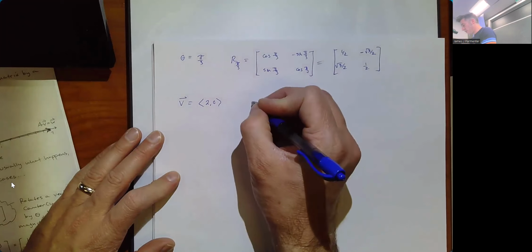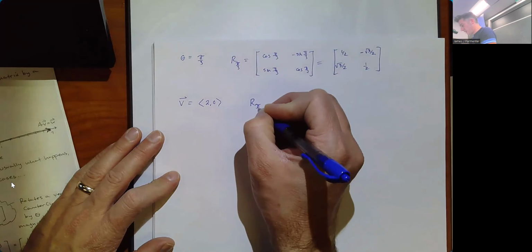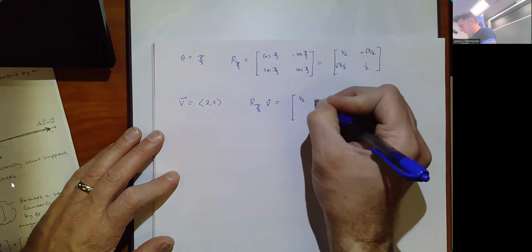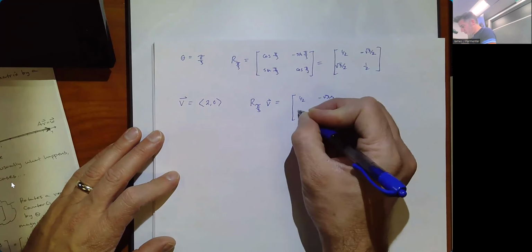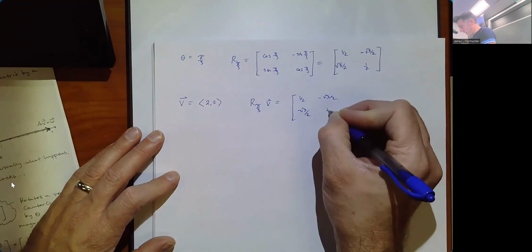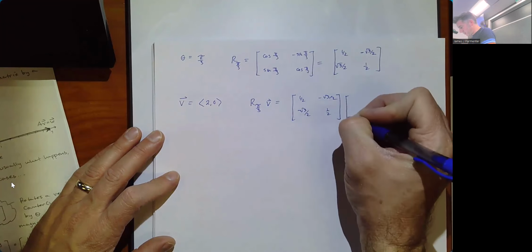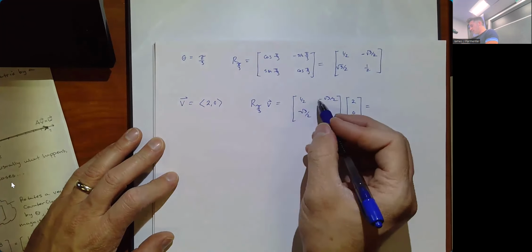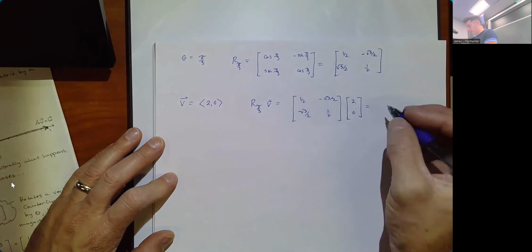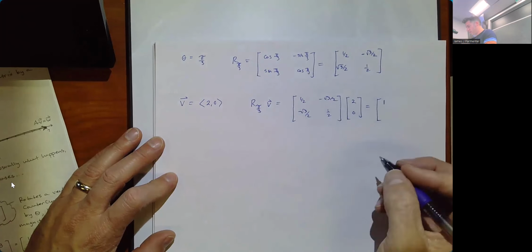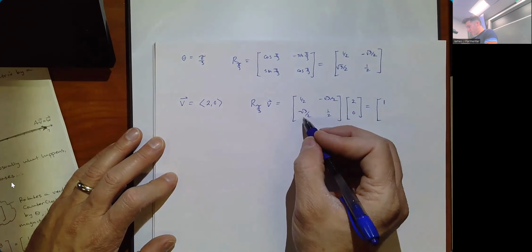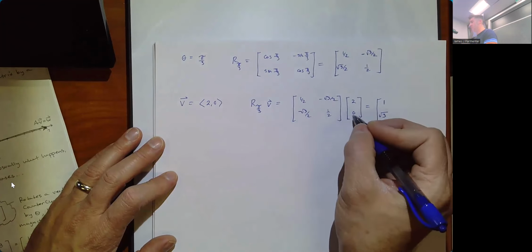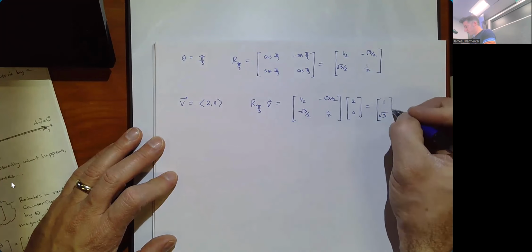So if I do my rotation matrix times my vector, that's going to be 1/2, negative root 3 over 2, root 3 over 2, 1/2 multiplied by the vector 2, 0. Okay, let's see what we get. So 1/2 times 2 plus this times 0 is just 1/2 times 2, which is 1. And positive root 3 over 2 times 2 is root 3. And 1/2 times 0 is 0. So root 3 plus 0 is root 3.